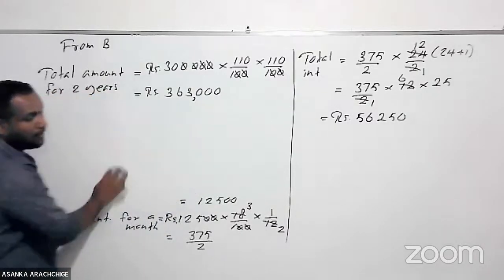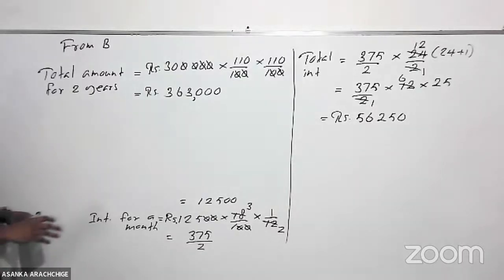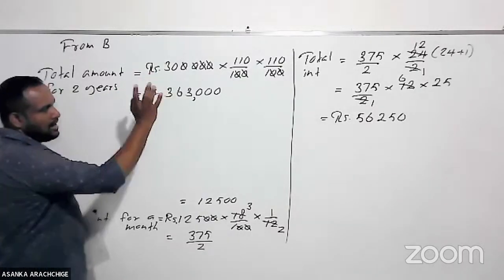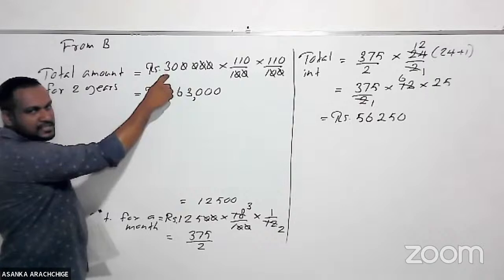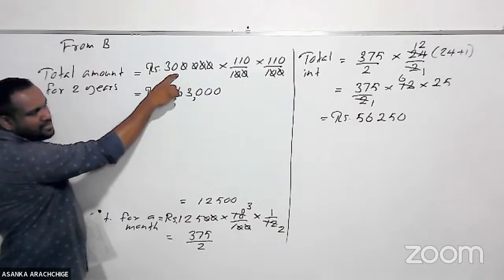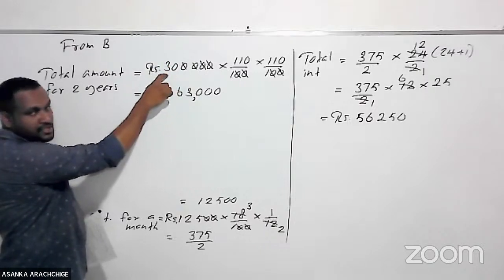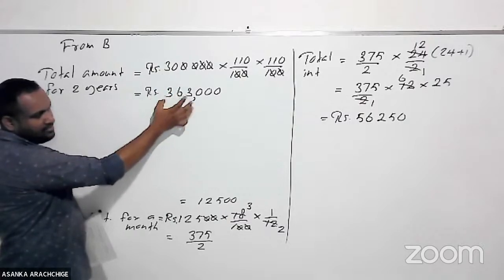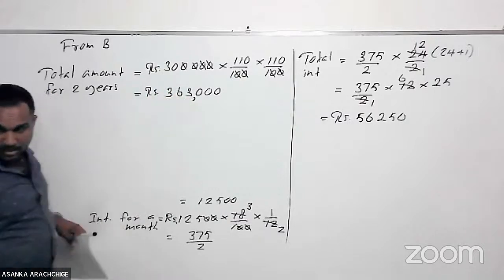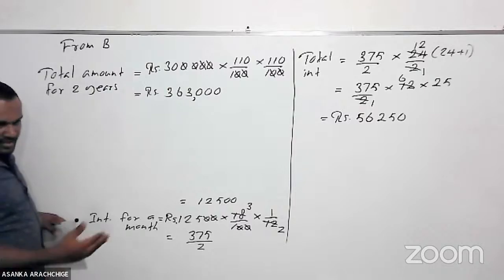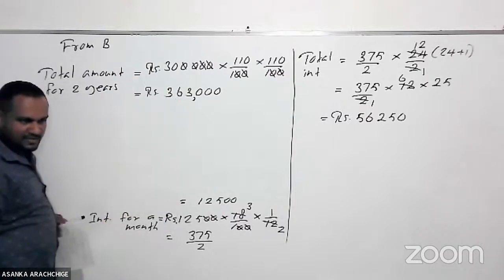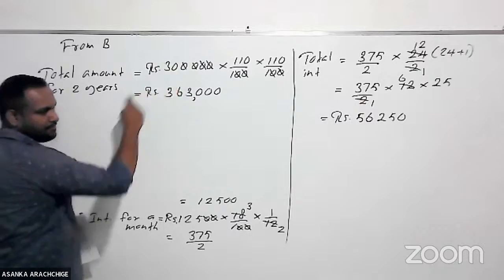Then what is the total interest? If this person gets a 300,000 rupee loan from this institution, he has to pay this much at the end of 2 years. But what is the loan he took?